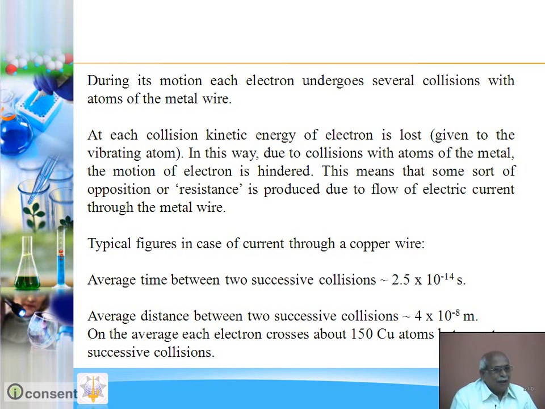So at each collision, the electron has to start once again. Its velocity goes on increasing, kinetic energy increases, and as soon as there is a collision, all that kinetic energy is lost. It is given to the atom.